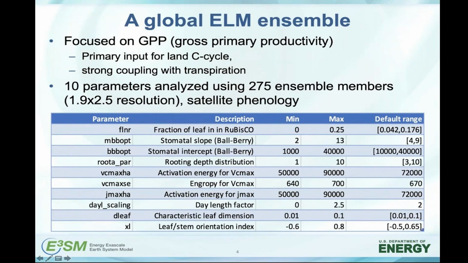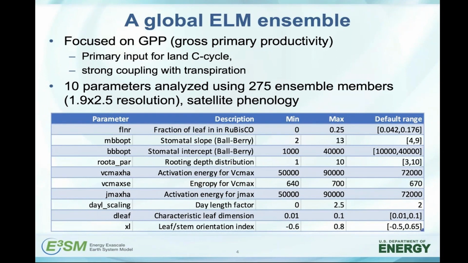So here's an example of that at the global scale. We've developed an ensemble of ELM simulations focusing, in this particular case, on gross primary productivity. And so that's basically a photosynthetic input, a primary input for the land carbon cycle, but there's also a strong coupling between GPP and transpiration. And so we picked 10 parameters listed below there, and we constructed an ensemble of 275 members at approximately 2-degree resolution. And this is using the satellite phenology version of ELM.